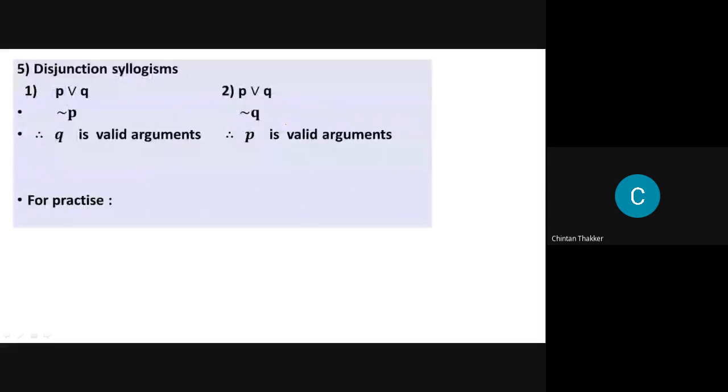Now you have to practice this one. Check whether these are valid or not. First and second: here we have the disjunctive syllogism. We have two arguments here, so check whether both arguments are valid or not. And we have to write the answer in the chat box.